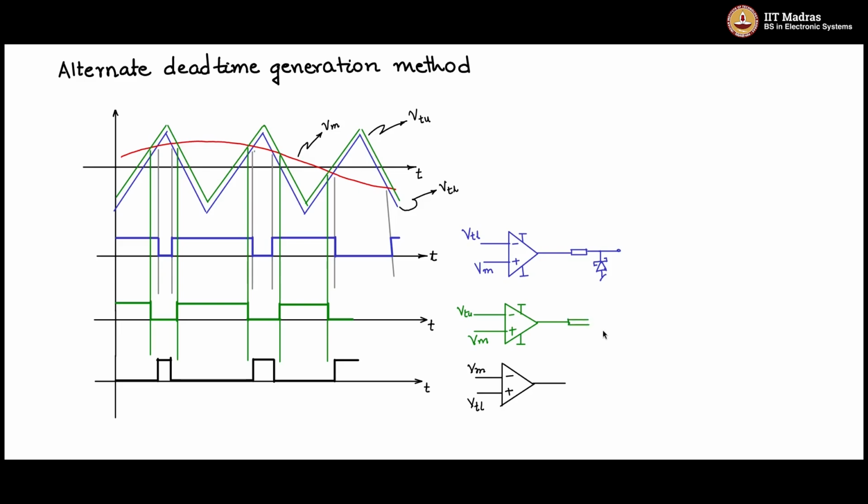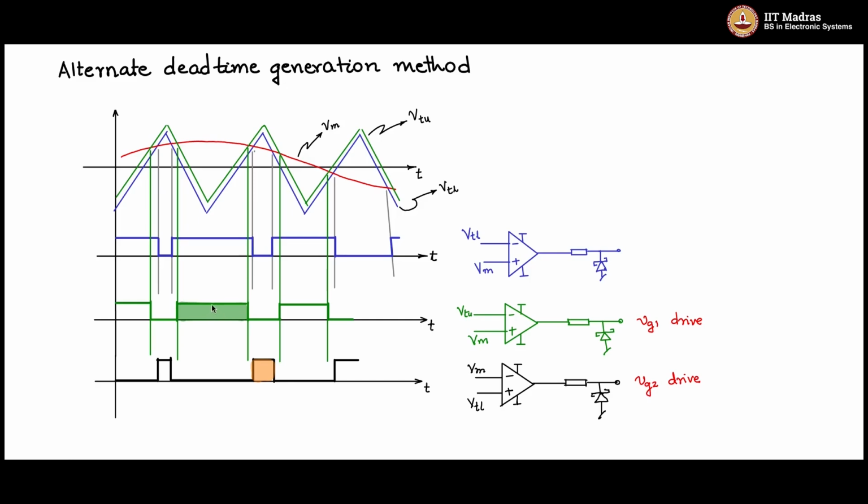Power supply followed by a clamping circuit will give you a unipolar waveform like this, and a power supply clamping circuit will give you a waveform like this. This is given to VG1 drive and this is given to VG2 drive.